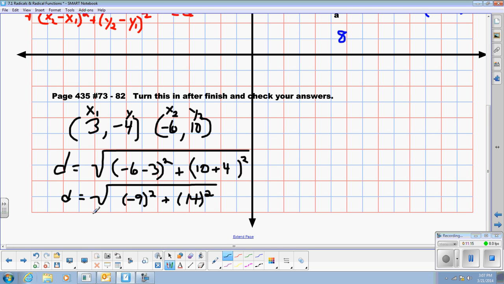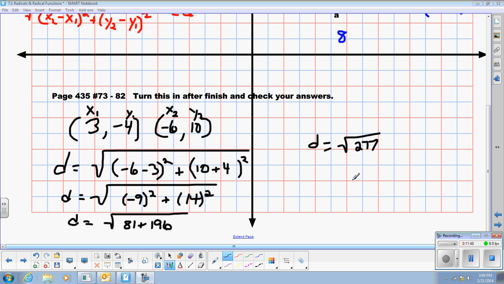I will actually square these numbers. So I say then that the distance will equal the square root of 81 plus 196. And then I will add those two numbers together. So my distance will equal the square root, and let's see here, that would be 277. Square root of 277.